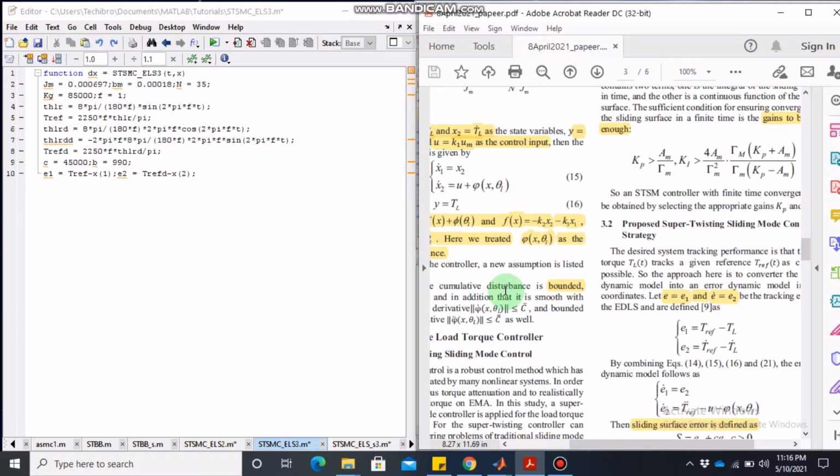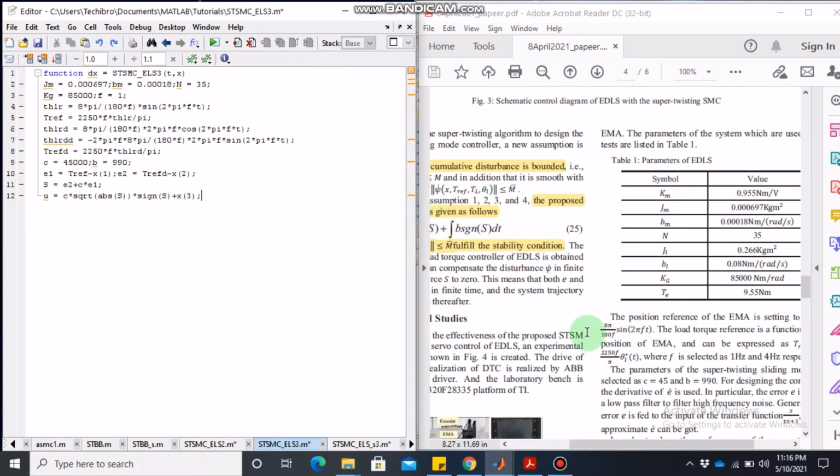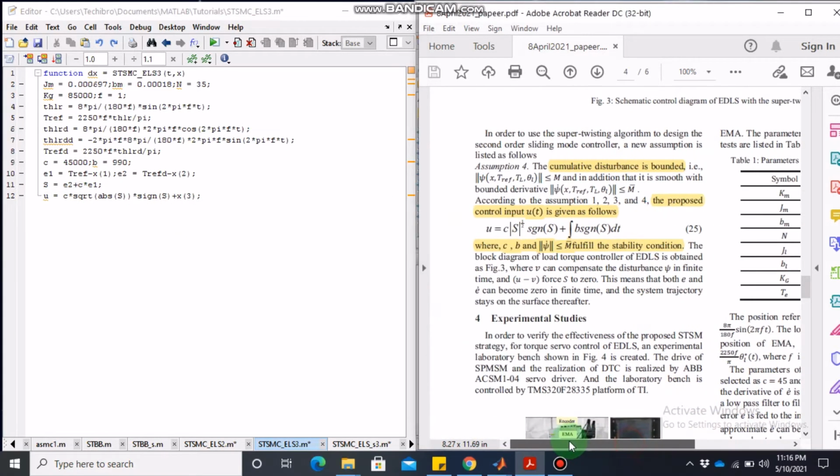Continuing in this fashion, we have the sliding surface, which is E2 plus C times E1, and then we have the control given here. This is the control: C times the square root of the absolute value of S times sine of S, plus x3. So x3 will be the integrator state, whose derivative will be equal to b times sine of S. So this is how you implement integral control.